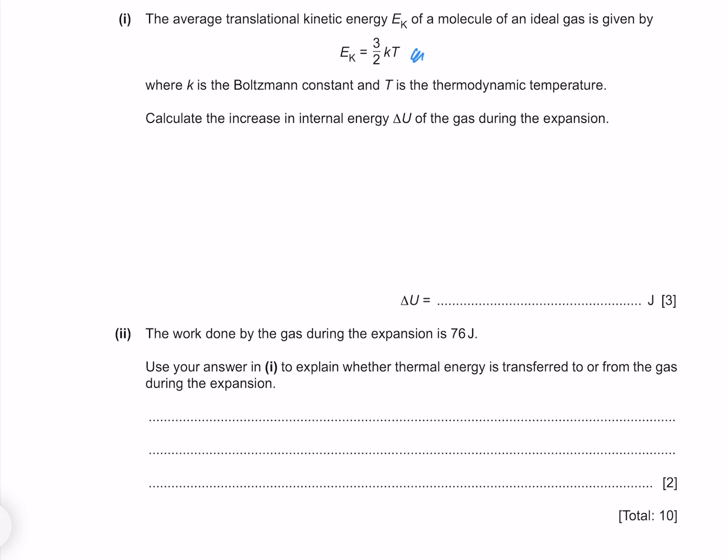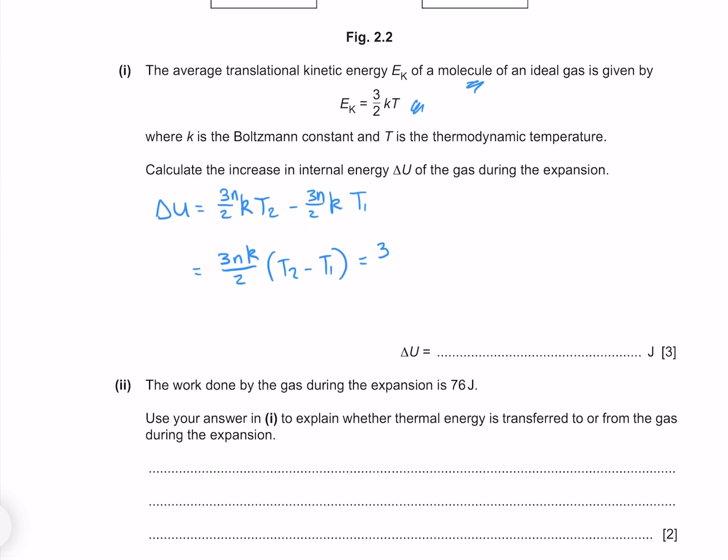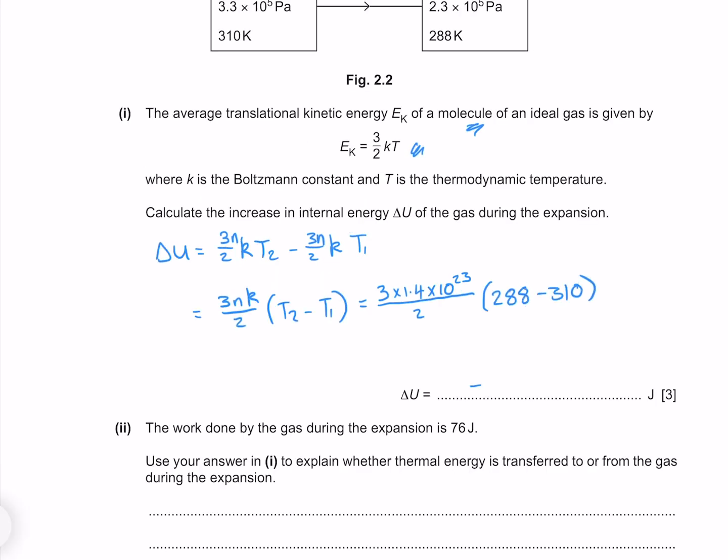The change in internal energy is going to be the difference between the final and initial kinetic energies. And because this equation is the kinetic energy of a molecule, we need to multiply it by the amount of molecules. Factorizing out our 3Nk/2, putting in our numbers, where our N is our amount of gas molecules here, which gives me negative 63.8 joules.